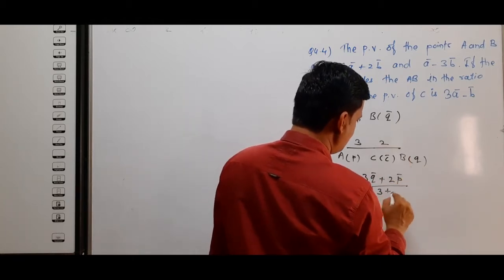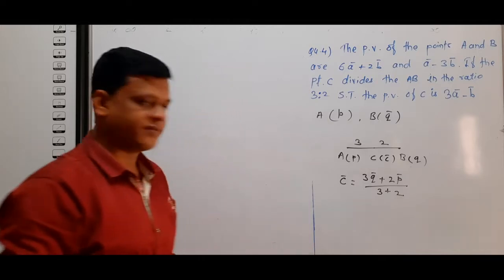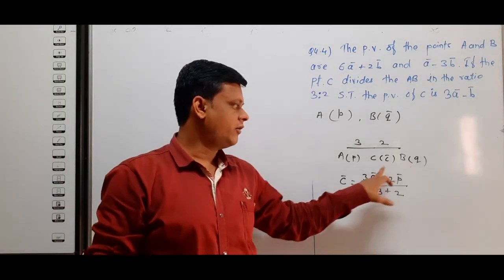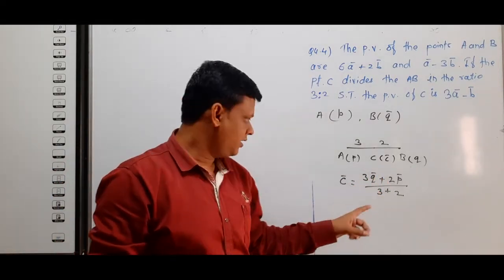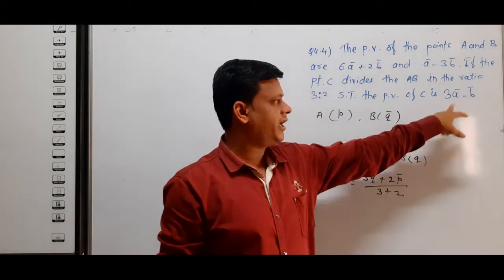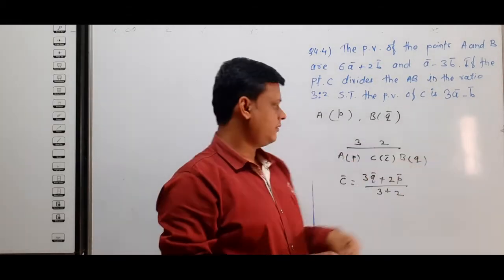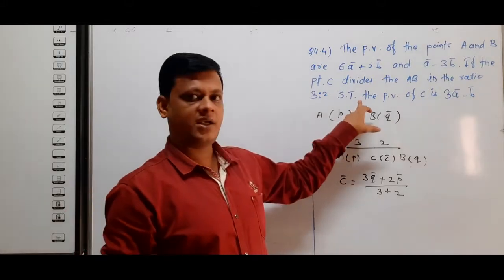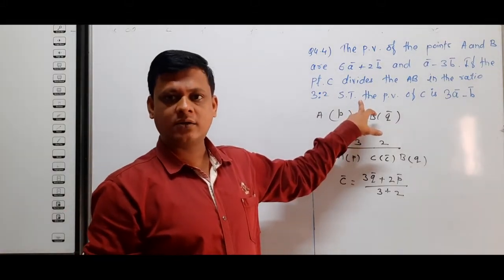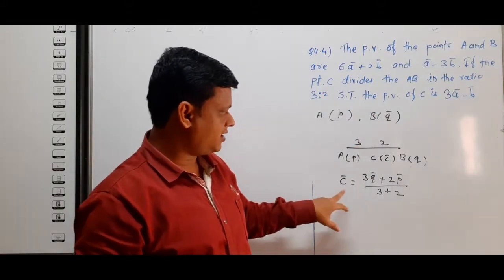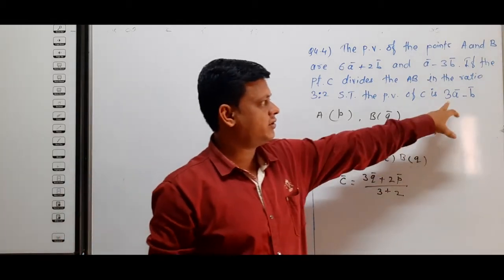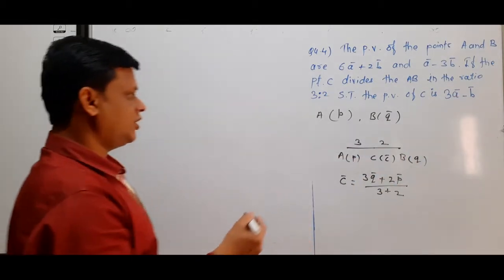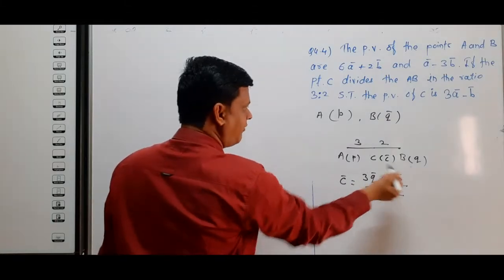upon 3 plus 2. So we just have to substitute the value of vector p and vector q, and this value must equal 3a bar minus b bar, because the question asks in the form of show that. So the answer, that is the value of vector C, must equal 3a bar minus b bar. Now substitute the value of vector q and vector p.